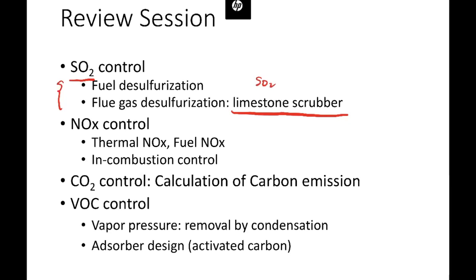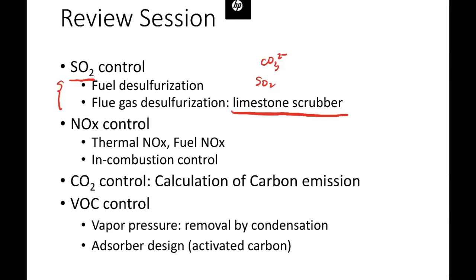So we calculate the alkalinity, or basically the amount of carbonate ions we can provide to this process, right? And based on that, we can calculate the feed rate of the limestone and also the production rate of the sludge. And this is related to the impurity of the limestone in there. So we also have a few homework problems on this.